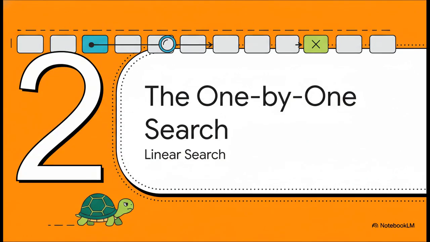Okay, first up in the ring is our first contender, linear search. Now, this is probably the method you'd come up with on your own. It's totally straightforward, super simple, and you know what? For a small, messy list, it's actually perfect. It will always get the job done eventually.